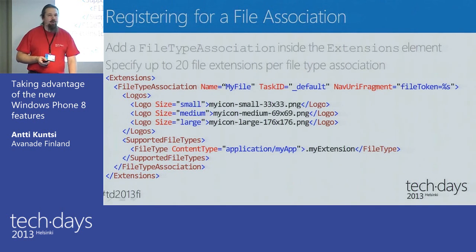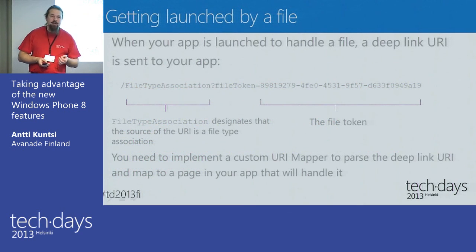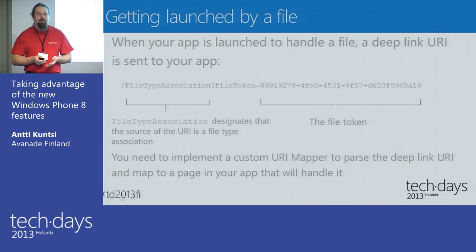Again, there are a number of application extensions that are reserved, so doc, JPEG, MP3, you can't register those. This is also the place where you use file associations for SD card usage. The file content type is mandatory if you want to be able to use stuff from the SD card on the devices that support SD cards. When you get launched, you get a similar URI in your launch parameters as with protocols. This time it starts with a file type association. It has a file token in it. And again, you need to parse it in a URI mapper to work out what that actually means.